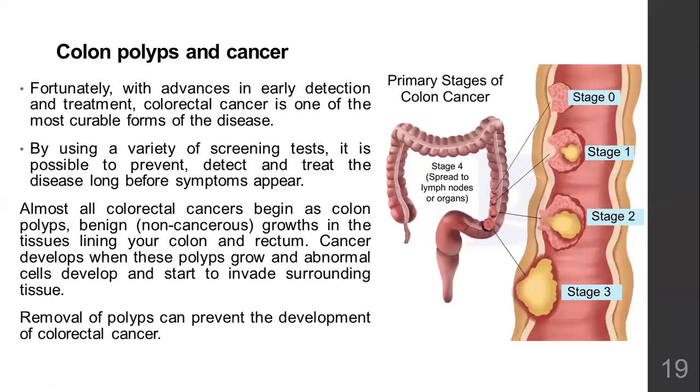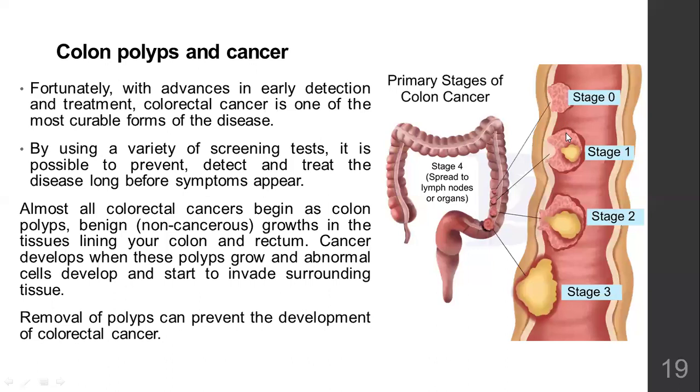Then colon polyps and cancer. So polyps, as I mentioned, are a tumor-like situation. This is stage 0, which means this is a polyp, a tumor-like growth inside the internal layer of the intestine. When you detect it early, as soon as possible, you can surgically remove these polyps so that they will not form into a cancer later on.